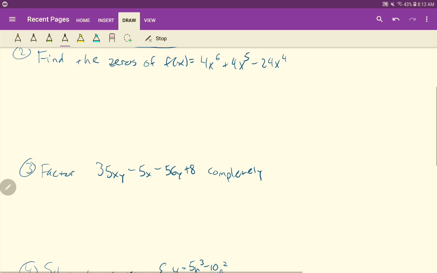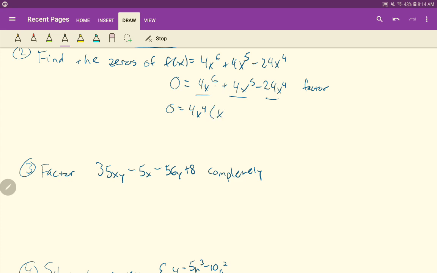All right, now we're going to find the zeros of this function. So to find the zeros of any polynomial function, you want to, well, set it equal to 0. Okay, and then we want to try and factor. Remember, if you can't factor, then you would use the P's and Q's and guess and check. But let's see if this factors. I see right away that all 3 of these terms are divisible by 4, and we can take out an x to the 4th.